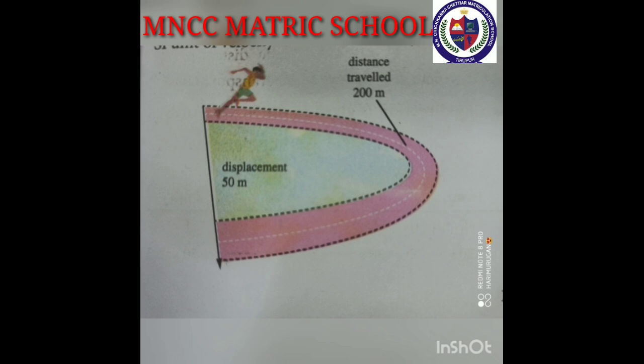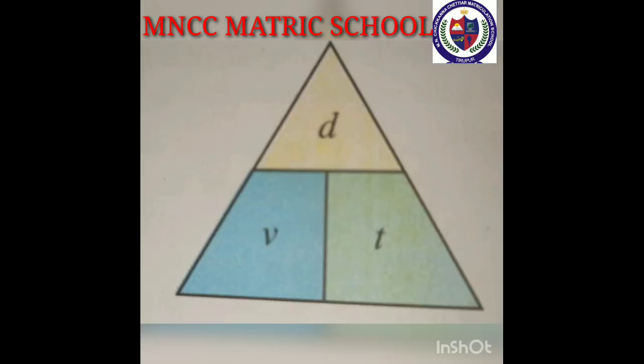How can we calculate average velocity? Average velocity is equal to total displacement by time taken. See this diagram. The triangle method can help you to recall the relationship between the velocity v, displacement d and time t. v is equal to d by t. t is equal to d by v. d is equal to v into t.